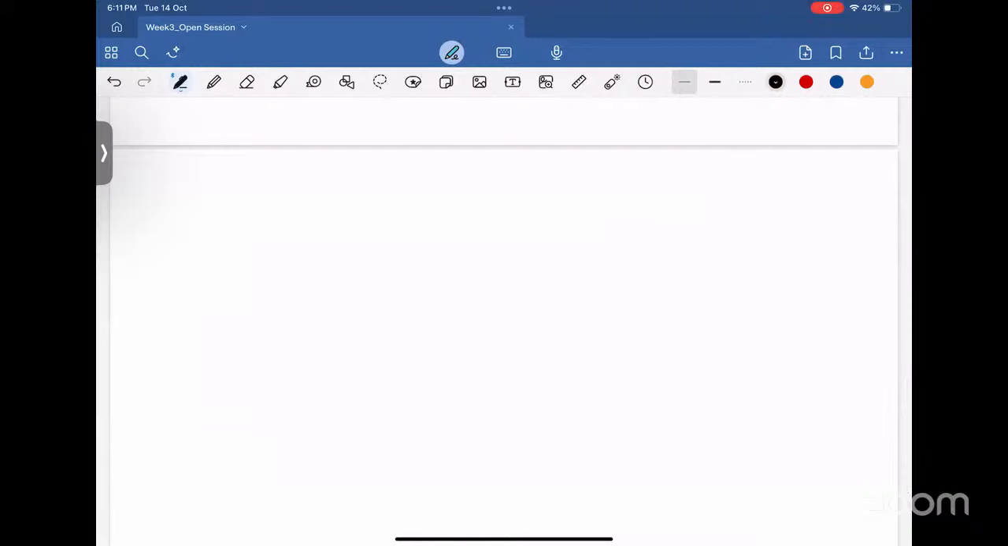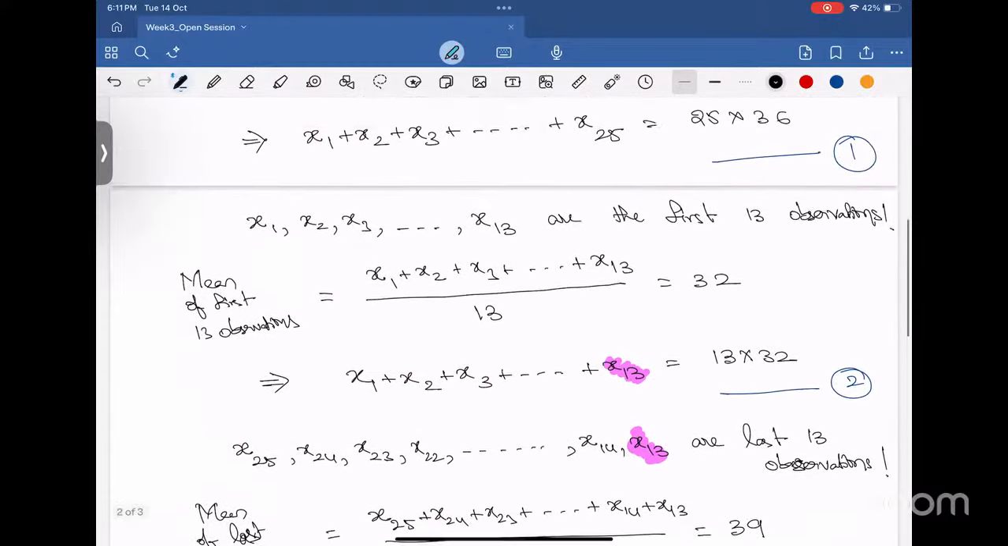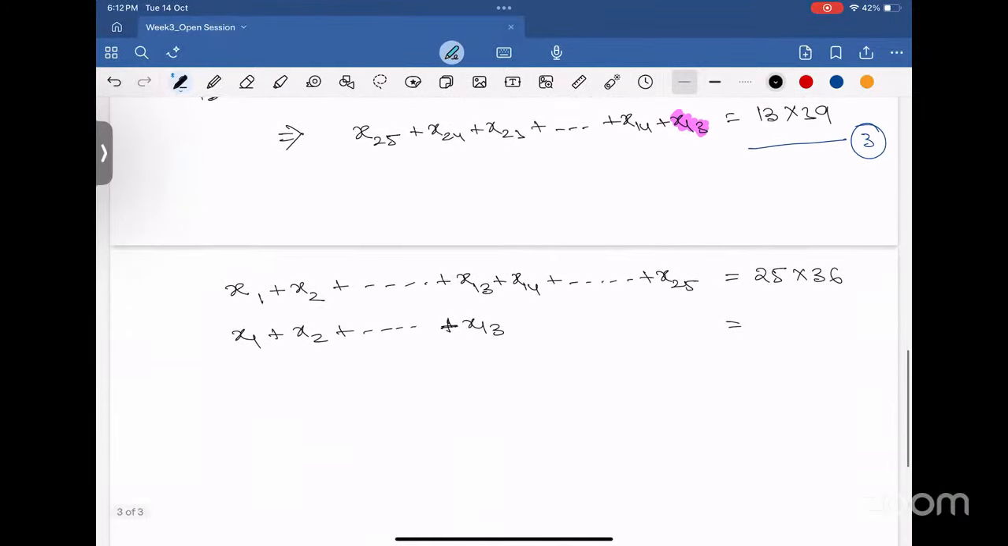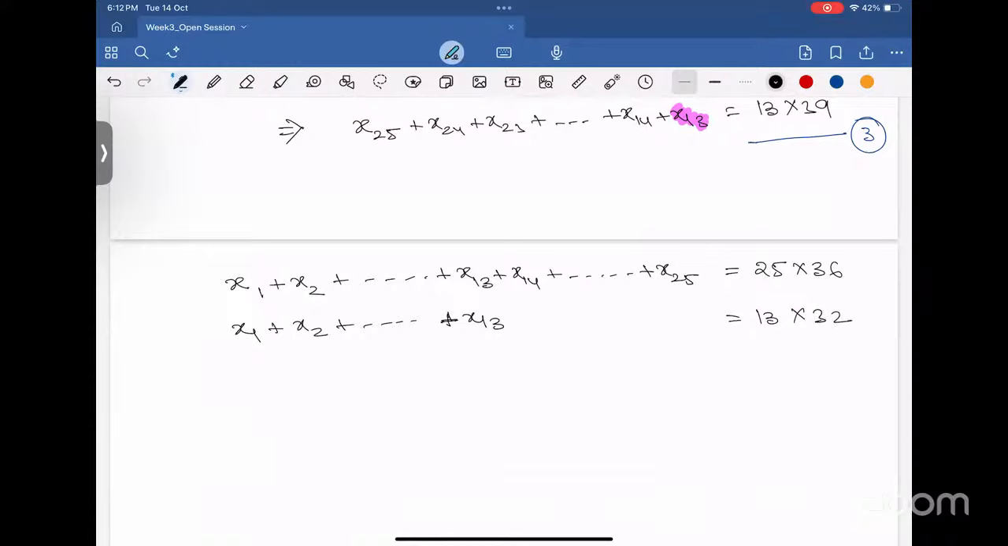I'll write all the things together, what all we have. We have the whole sum as 25 times 36. And we have x1 plus x2 and so on plus x13 as 13 into 32. And then we have x13 plus x14 plus and so on till x25 as 13 into 39.